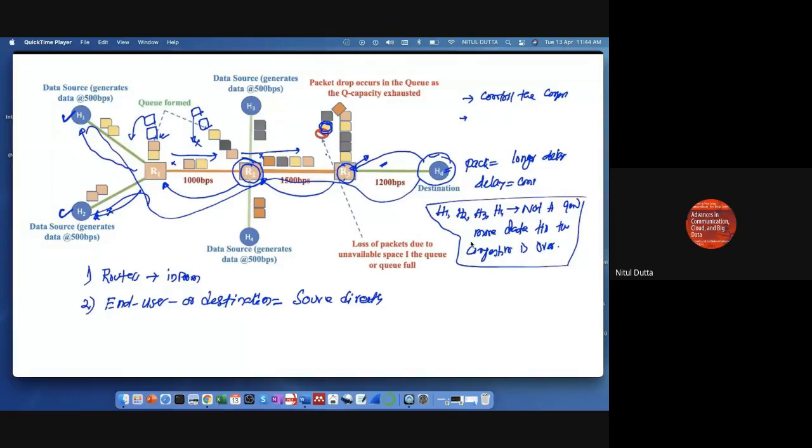In the first approach, where the router informs the nearest router and it is then propagated to the source, it is called handling or managing congestion in the network layer. And in the second option, where the congestion is taken care of by the end users, source and destination, it is done in the transport layer.